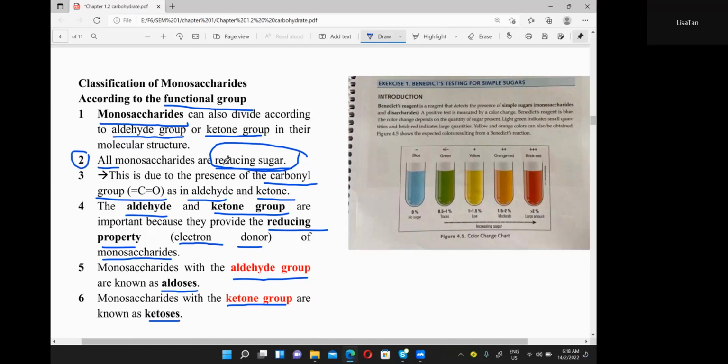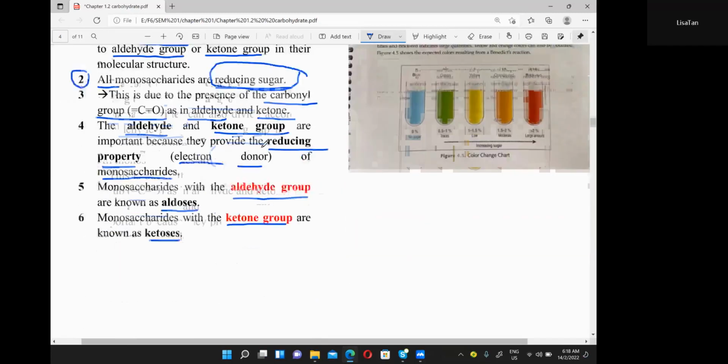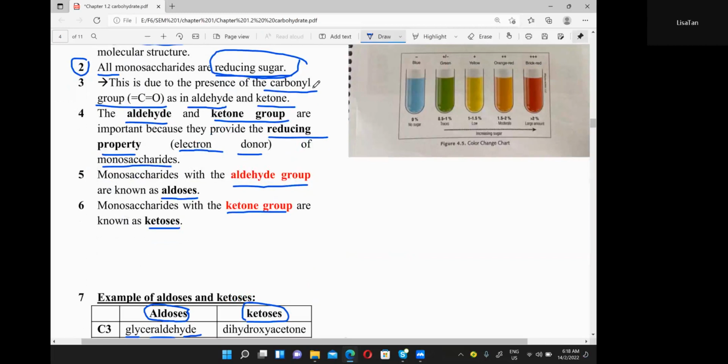All monosaccharides are reducing sugars. Why? This is because of the presence of the carbonyl group, the CO group, in the aldehyde and ketone groups. The aldehyde and ketone groups are important because they provide the reducing property. They are electron donors, or you can say they can add in the hydrogen atom, then become the primary alcohol for aldehyde, and the ketone becomes the secondary alcohol.